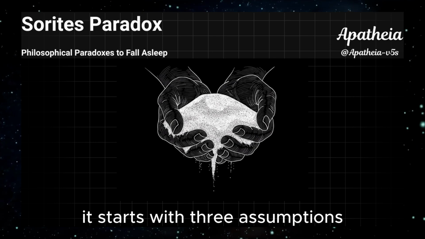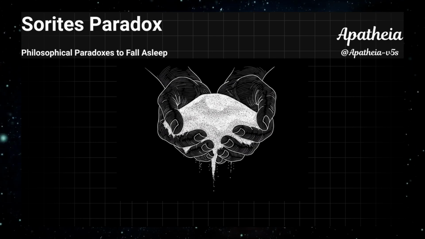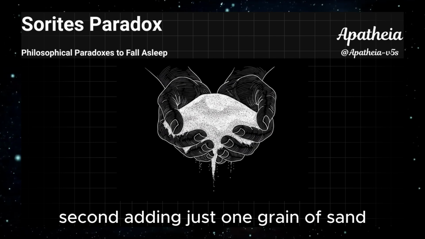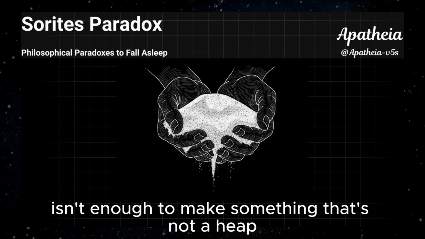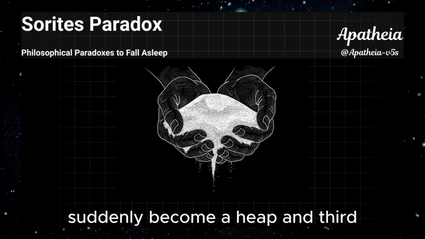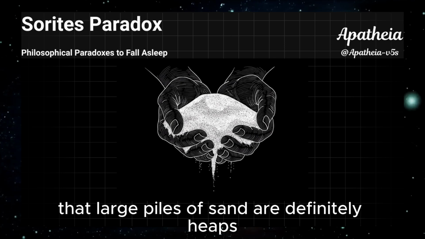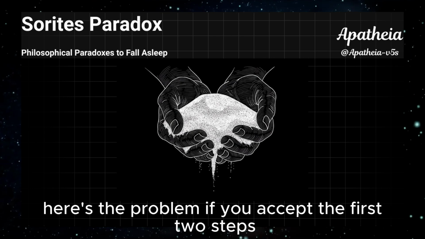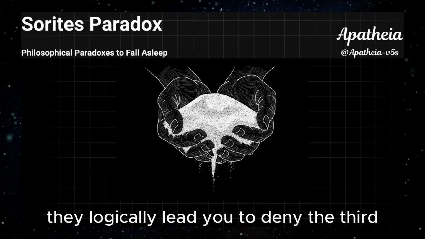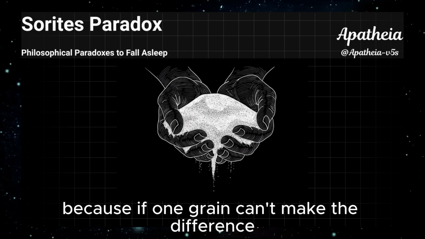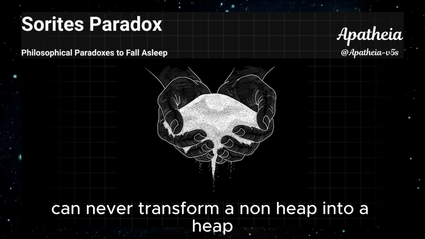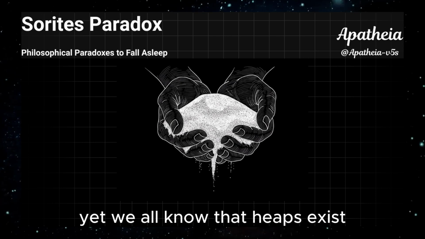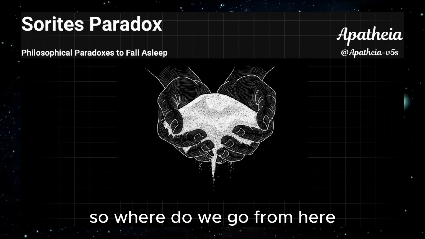It starts with three assumptions that seem completely reasonable. First, a single grain of sand is not a heap. Second, adding just one grain of sand isn't enough to make something that's not a heap suddenly become a heap. And third, we know from experience that large piles of sand are definitely heaps. Here's the problem. If you accept the first two steps, they logically lead you to deny the third. Because if one grain can't make the difference, then adding one over and over can never transform a non-heap into a heap. It's a logical dead end. Yet we all know that heaps exist, so where do we go from here?